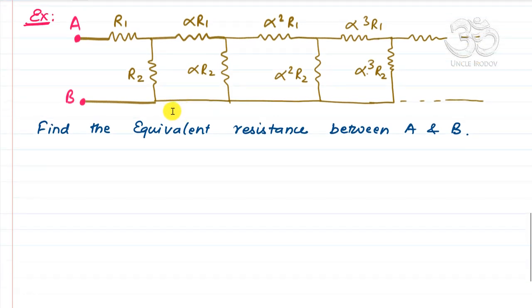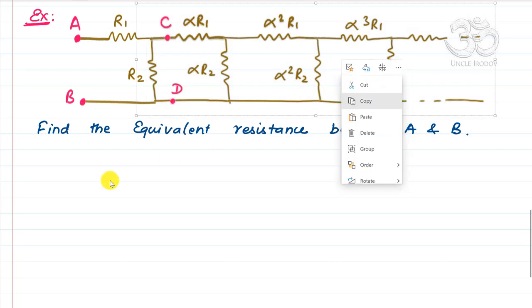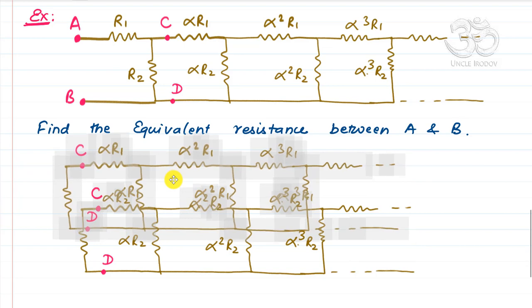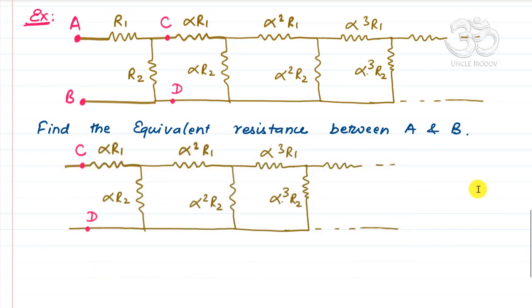So this circuit is challenging enough, and what I want you to do is first of all appreciate some kind of symmetry here. Let's say that I take 2 more points, C and D, after the first branch, right? And I just draw the circuit that goes beyond C and D. So I'm going to copy this and paste it here, and what I've got is the circuit that goes beyond C and D, except I don't want the first one.